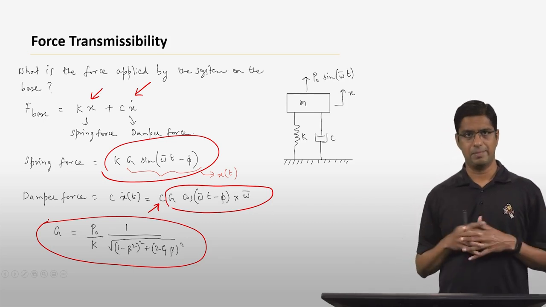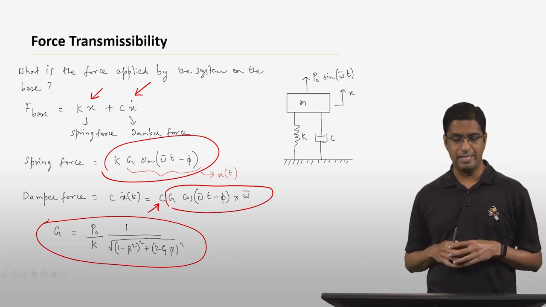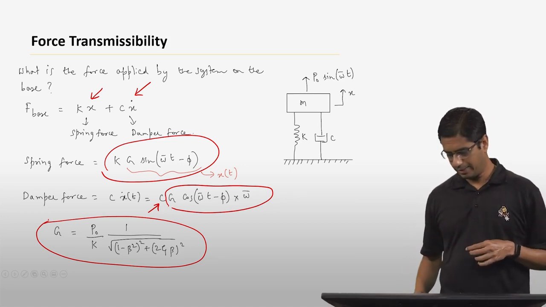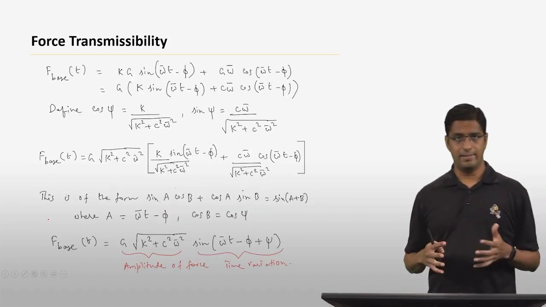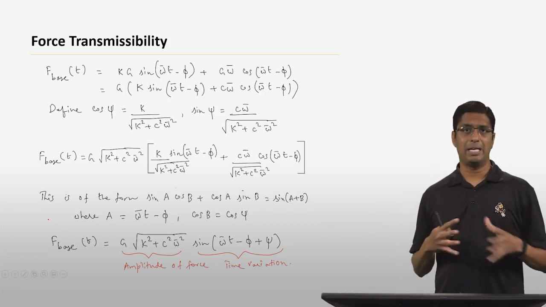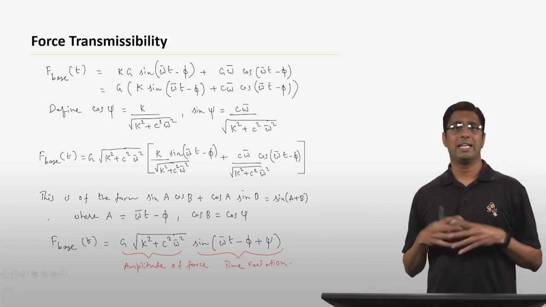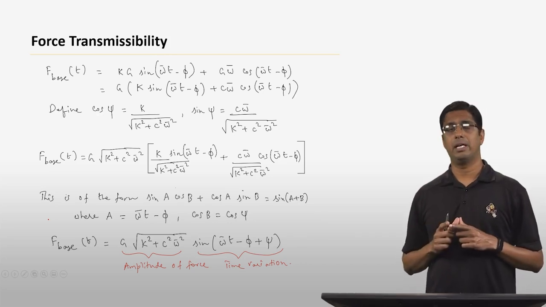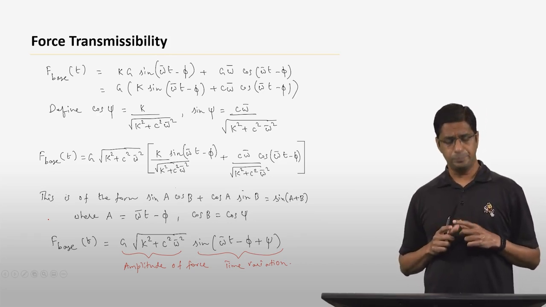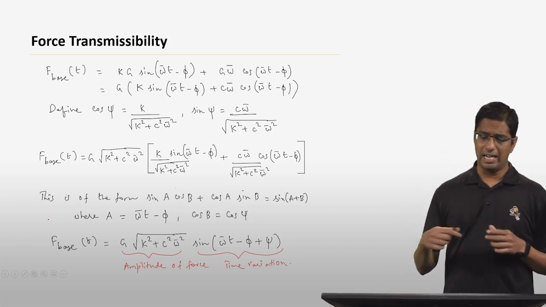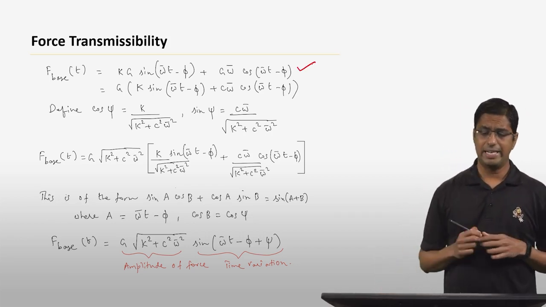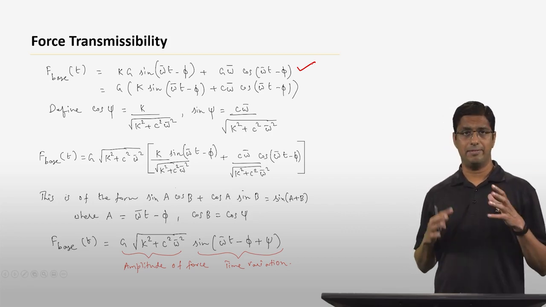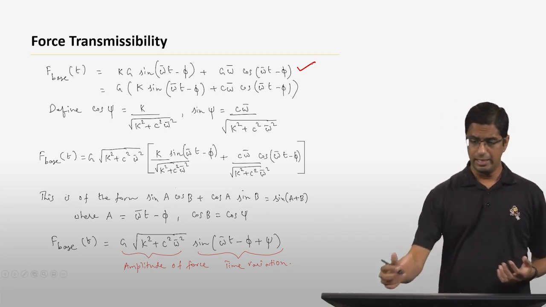So it's fairly simple so far, right? Essentially, you just have to find kx plus c x dot to find out what is the force that is felt by the base. Now here there is a little bit of math and some manipulation of variables that helps us get to a compact form for this f base of t. What I have done here is written this kx plus c x dot in this way. Since both these terms have a g that is common, I have pulled that out in this step.